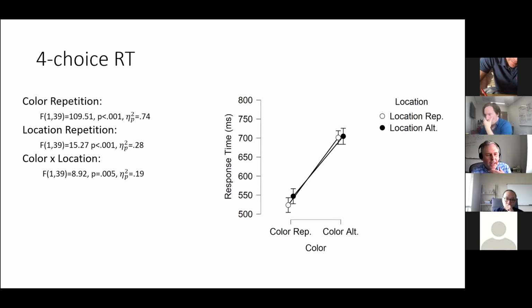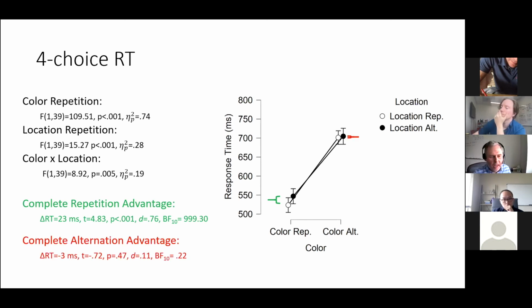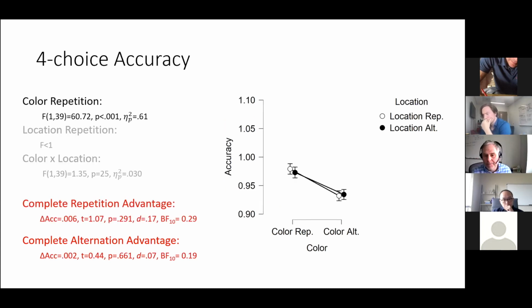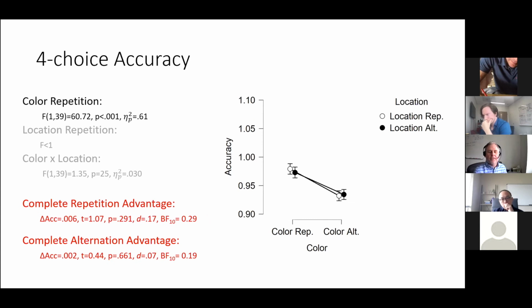You can see you get a color by location interaction, highly significant. So you'd say, great, I've seen binding again. But if you look at the pattern, it's a little different. The color repetition advantage is unchanged. It's 23 milliseconds. It was 25 milliseconds in the previous experiment. But my complete alternation advantage has disappeared. And it's not hiding. So this looks like signaling, not binding. Okay, so this doesn't seem like binding. The signaling hypothesis is favored.